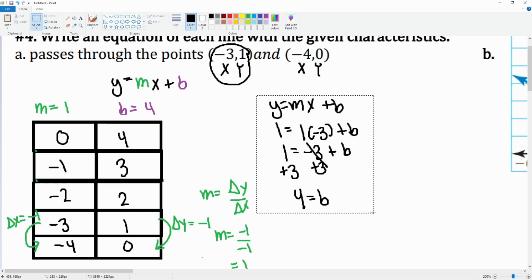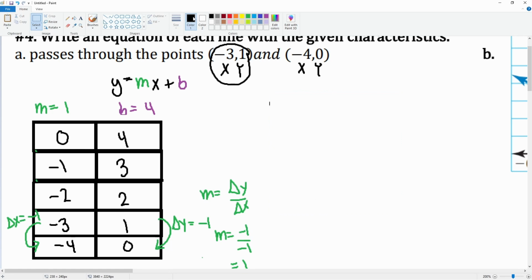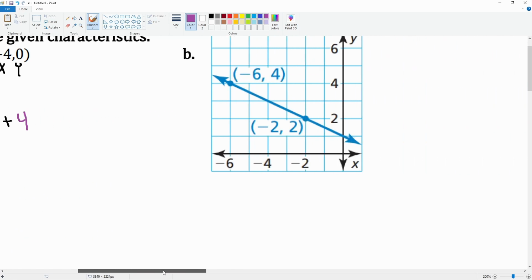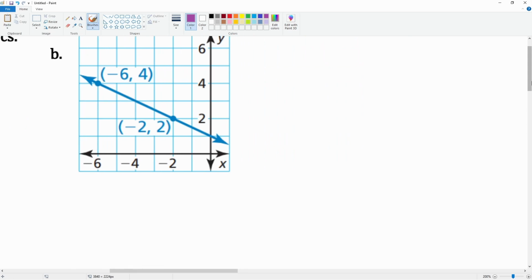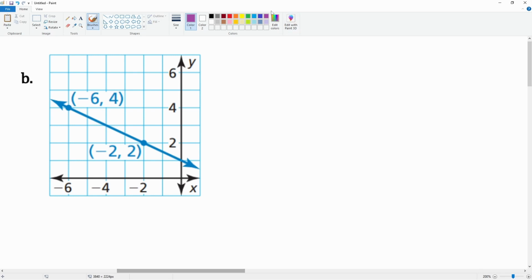So what is the equation? The equation here would be y is equal to 1x plus the y-intercept of 4. So y is equal to 1x plus 4. There you go. For b, you can use a chart and do it that way, but this time I'm just going to visually show it.